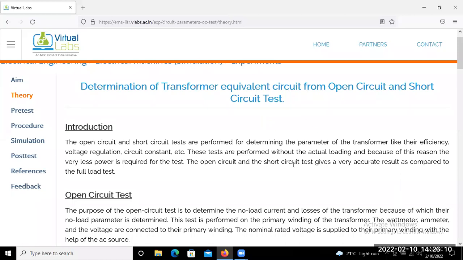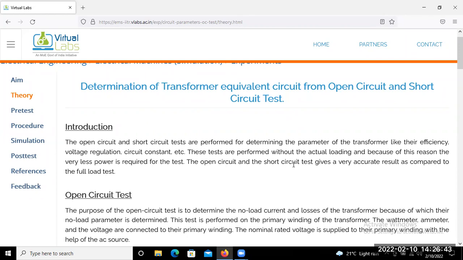So these tests are performed without the actual loading, and because of that very little power is required for the test. So we can perform this test in the laboratory with the standard supply voltage available in our laboratory for the single phase transformer. The open circuit and short circuit test gives a very accurate result as compared to the full load test. So how can we perform the open circuit test?